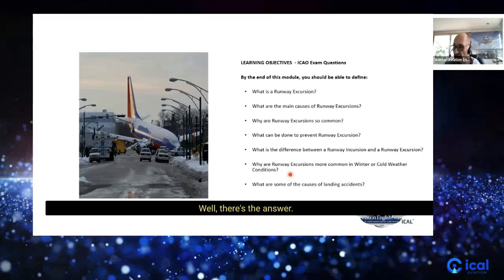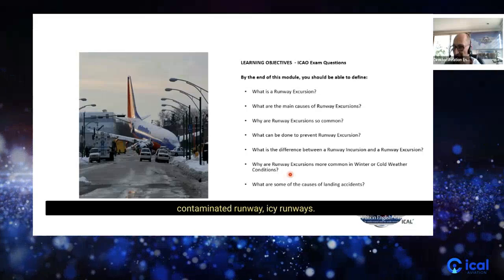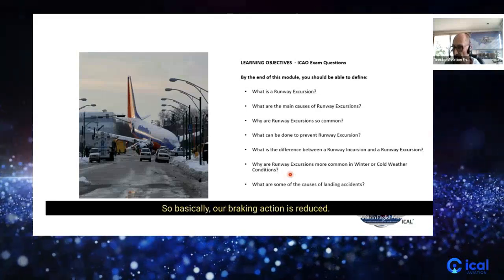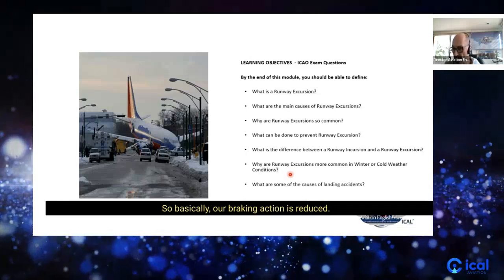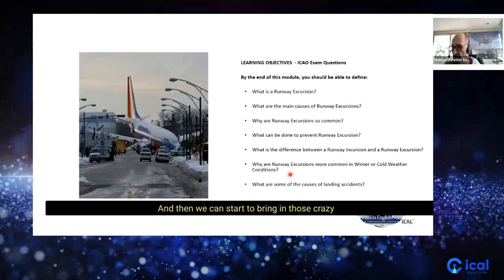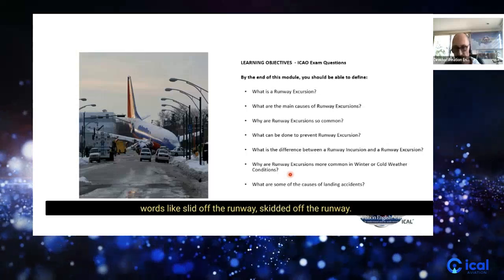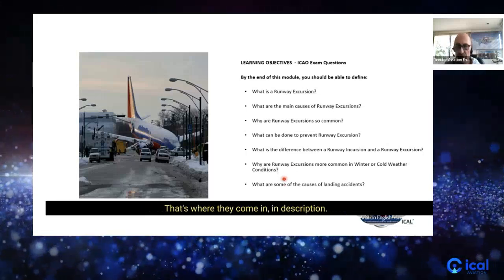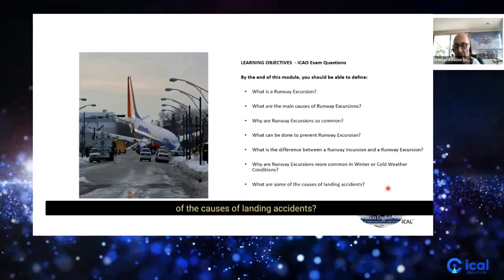Well, there's the answer, the conditions. We're dealing with contaminated runway, icy runways. So basically, our braking action is reduced. And then we can start to bring in those crazy words like slid off the runway, skidded off the runway. That's where they come in description. And a question like, what are some of the causes of landing accidents?